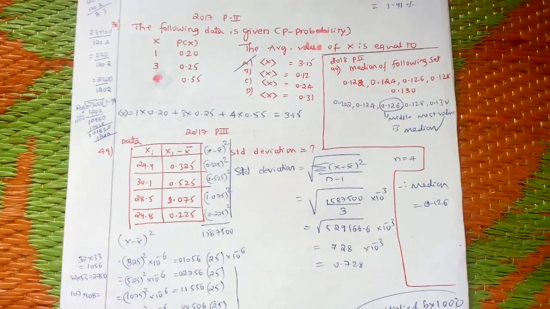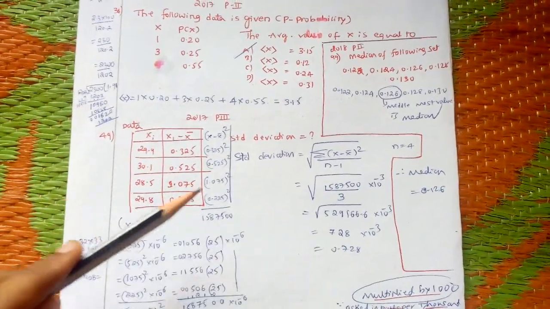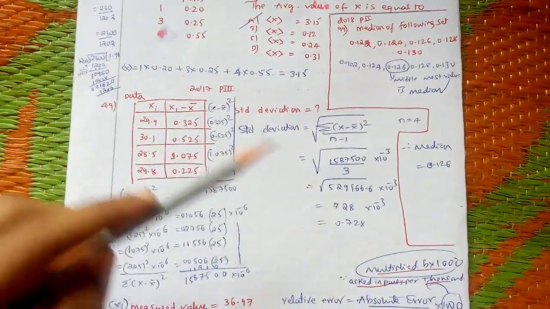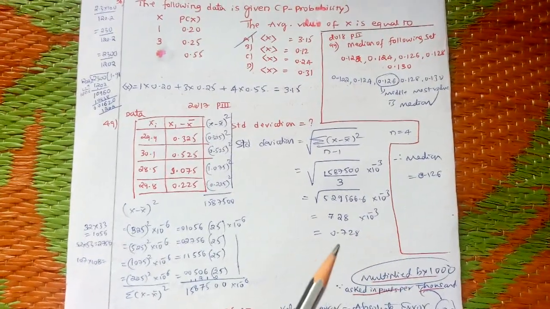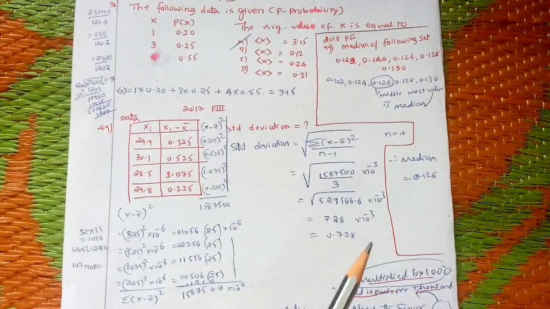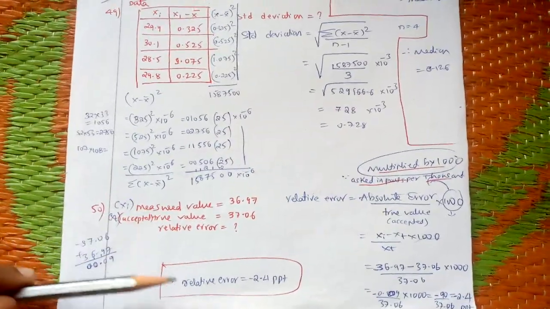In 2017 again they asked standard deviation. Here data are given, and it is already solved in detail. You know the formula, you know how to solve. See here, its answer is standard deviation 0.728. Again here they asked relative error.